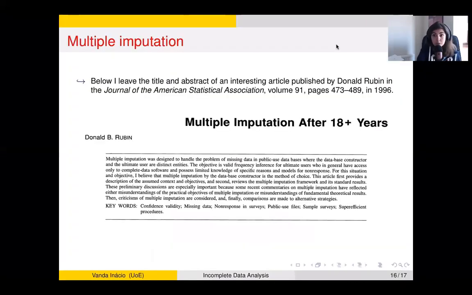I've uploaded two papers to learn. You can have a look at them. The first one was written by Don Rubin in 1996, with the title Multiple Imputation After 18 Years. In fact, it was after 19 years. I think it's an interesting paper, at least the introduction and the abstract. Then it has some technical details that maybe you can skip, but the abstract and the introduction are interesting reading.